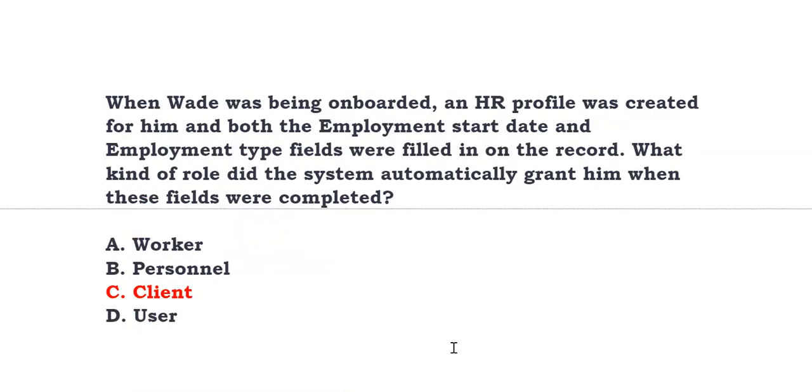Question is, when Wade was being onboarded, an HR profile was created for him and both the employment start date and employment type field were filled in on the record. What kind of role did the system automatically grant him when these fields were completed? Option A, worker. Option B, personnel. Option C, client. And option D is user. Correct answer is option C.